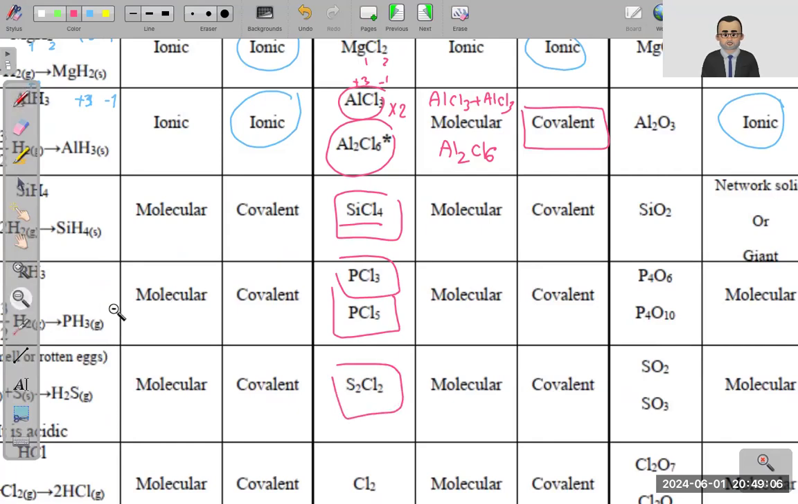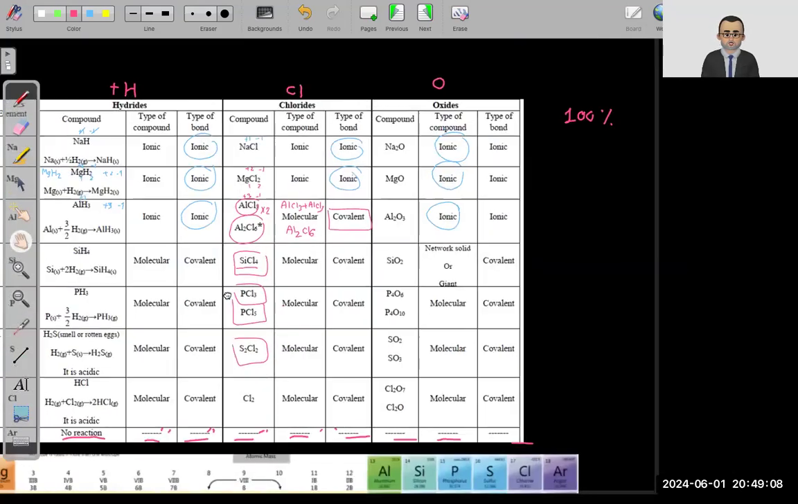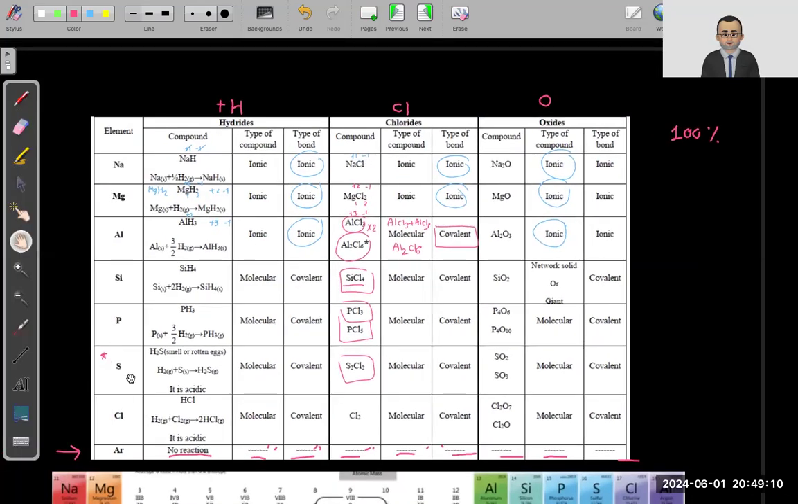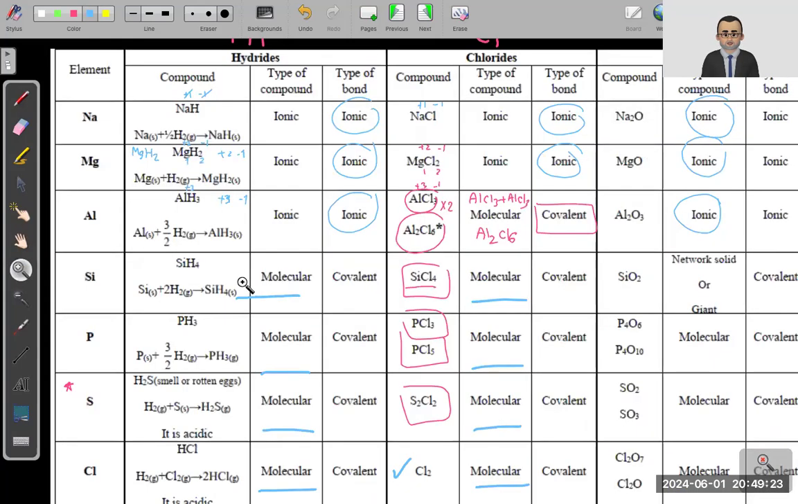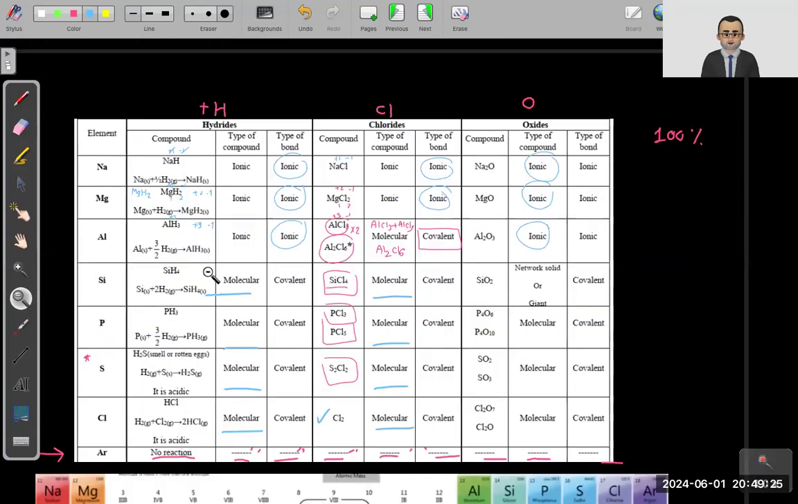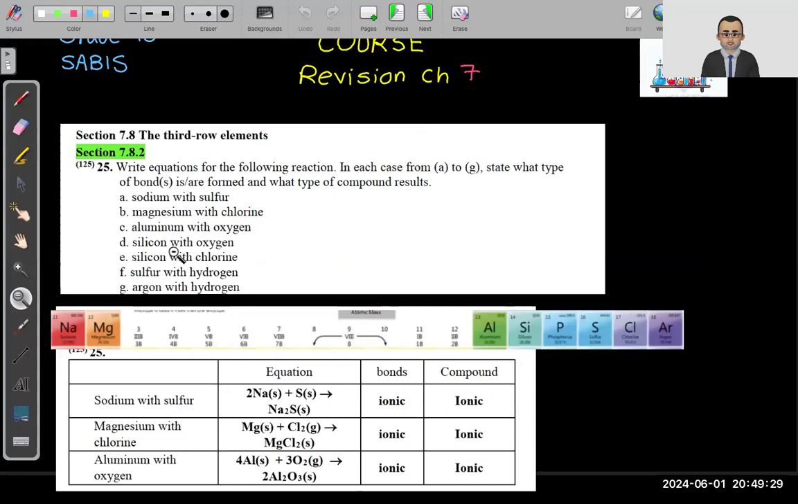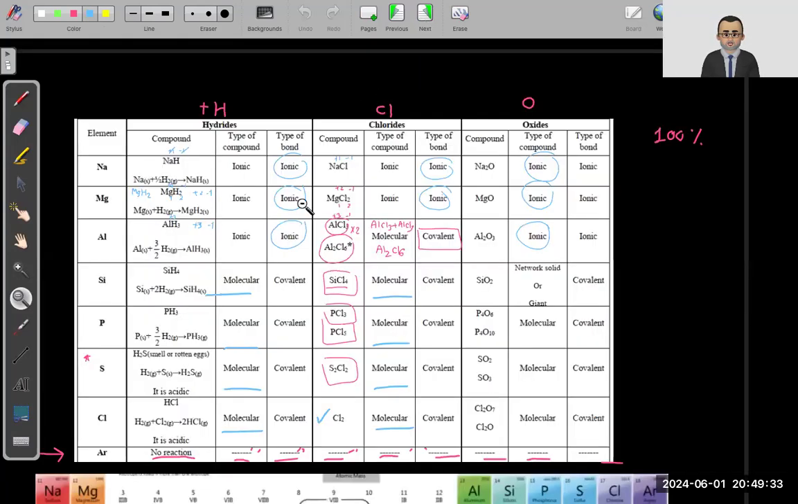What are these products, mister? The reaction of sulfur with chlorine. Chlorine with chlorine forms Cl2, so that one is easy. And this also has to be memorized as molecular. You will be asked about anything in this table. It takes a lot of effort to memorize this table, but it will pay off in the equation questions. If you see a question asking silicon with oxygen, sulfur with hydrogen, magnesium with chlorine, you can answer it if you have memorized the table very well.